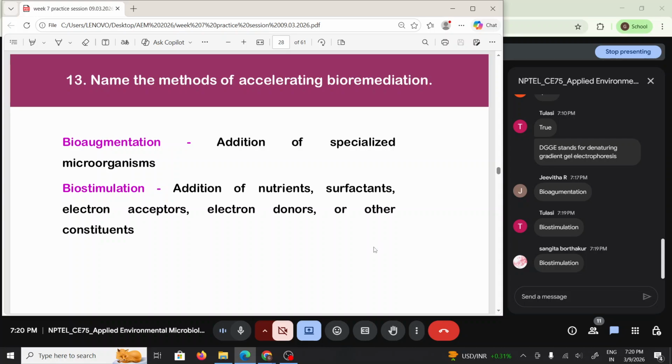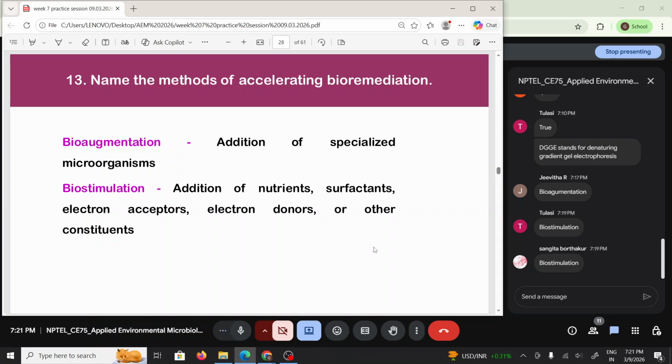And when we talk about biostimulation, here we try to add chemicals. We are trying to stimulate the already existing microorganisms in the system or the consortia. In order to stimulate them, it is pretty much analogous to what we do in an enrichment culture. We add a specialized medium, a specialized nutrient, which supports the growth of a particular type of microorganism. Similar to that, we add nutrients, surfactants, electron acceptors, donors, or any other chemical component to stimulate the system to perform a particular reaction.